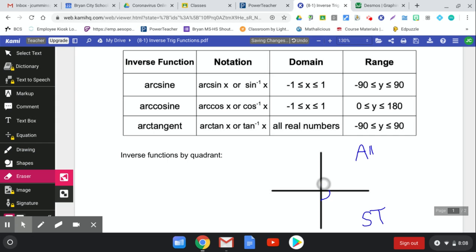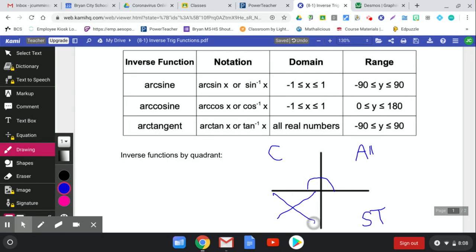All right, now cosine is different. Arccosine happens from 0 to 180, so that's here, these two quadrants. So if arccosine is positive, you're in the first quadrant. If arccosine is negative, you're over here. And we are never in the third quadrant when we're dealing with inverse.